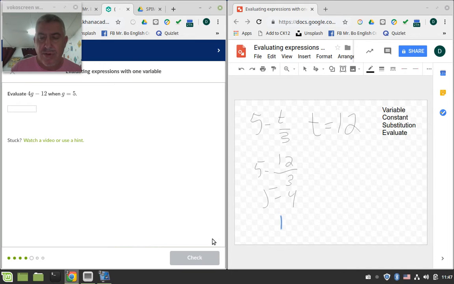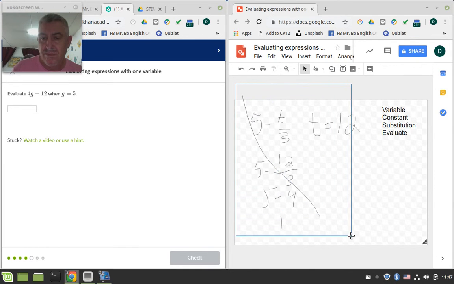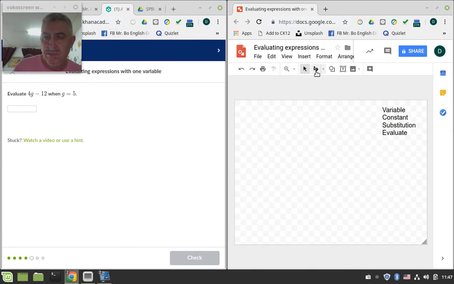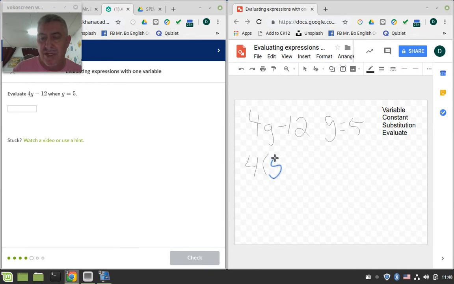And let's see, we got a couple more here. Alright, this time we are at, getting used to my pen here, 4g minus 12 when g equals 5. So for 4 times g, we'll substitute. 4 times, we won't write g, we'll write 5 minus 12, and now that's 20 minus 12, or 8.